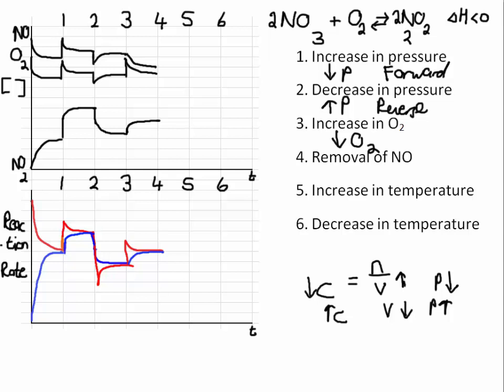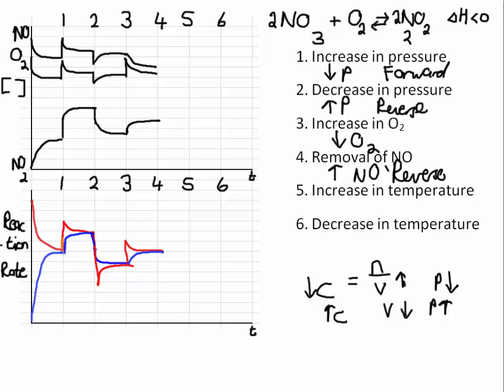Then if we move on to the next one, removal of NO, that's removal of nitrous monoxide, which is one of our reactants. We see the system will counter this by causing an increase in NO, and we know that this will lead to the reverse reaction being favored.